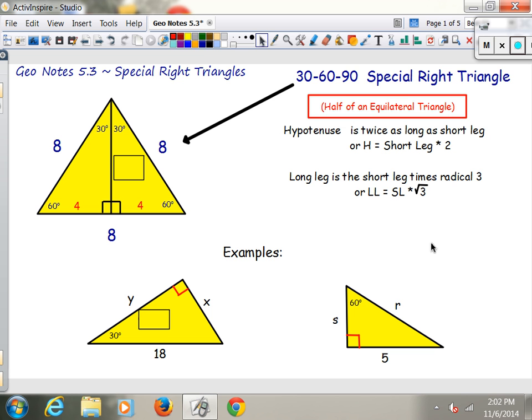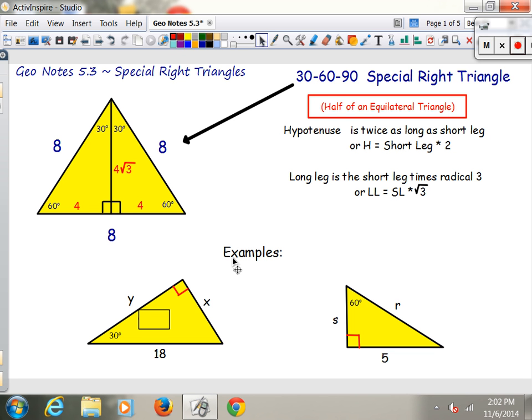You've got to get that short leg, because if you know the short leg, you can double it, you got your hypotenuse. You can times it by radical 3 and you'll get your long leg. So the short leg is the key. You need to get that short leg. So this box right here is just simply 4 radical 3. You take the short leg, 4, and you multiply by radical 3 to make it longer. It is the longer leg, so we have to have a way to make it bigger, and to make it bigger, we multiply. So multiply it by radical 3.